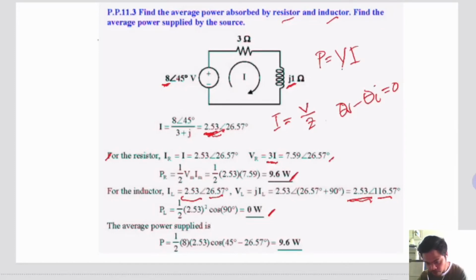For the average power supplied, you have 1/2 of Vm, this is your Vm, and the current Im, cosine of the angle of the voltage, which is 45, minus the angle of the current. So this gives us 9.6 watts for the average power supplied by the source.